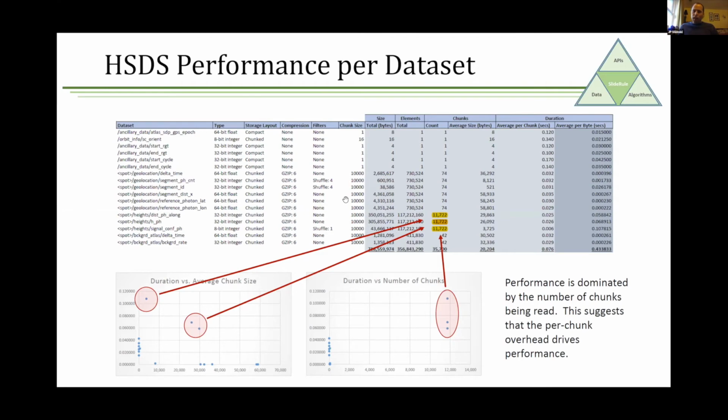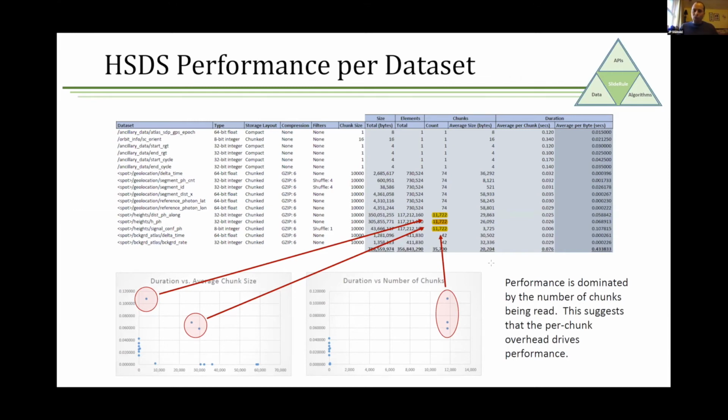And so we started looking at the performance of each of these reads through HSDS, and it was taking forever. But then when we drilled down, we saw that most of the data sets were actually performing fine. Like, there was no issue there. It was only a couple. There were only 3 data sets that were taking the overwhelming portion of the time to read. And so you can see those 3 outliers, and we plotted the duration on the y-axis on the left to the average chunk size, and on the right the number of chunks. And in both cases, you see that these 3 data sets, in which there are 11,000 chunks in the current ICESat-2 data per data set, it just overwhelmed the performance.